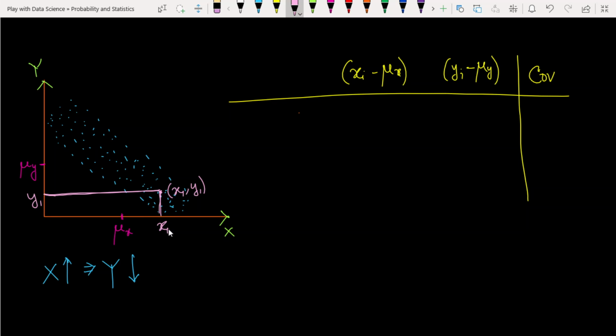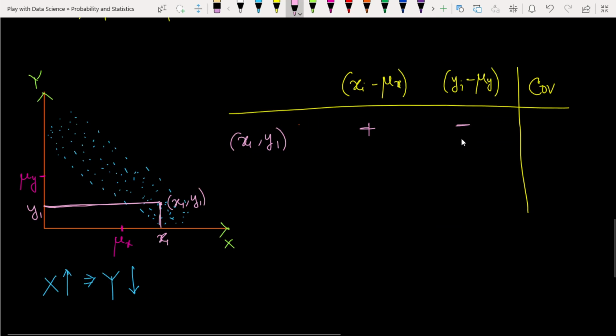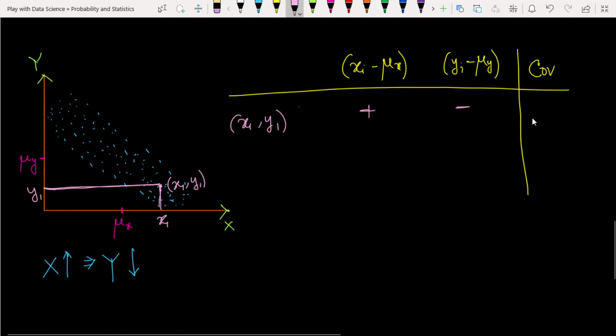Now, x1 is greater than mu of x. If x1 is greater than mu of x, this means x1 minus mu of x is a positive value. For the point x1, y1, the x part is positive, but y1 is less than mu of y, so that value is negative. If you multiply these two values, you get a negative value, and if you sum up the negative values and take the average, the covariance value will be negative.